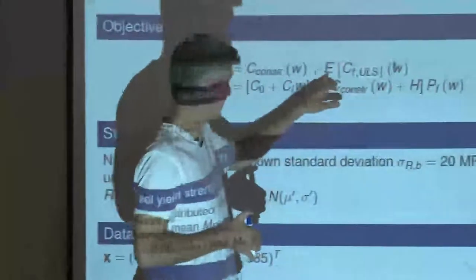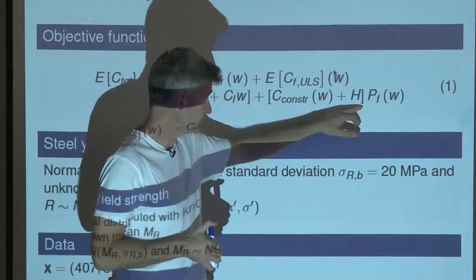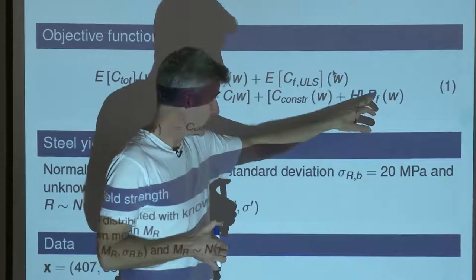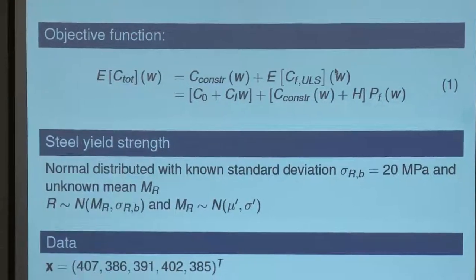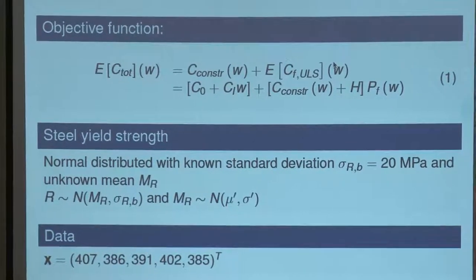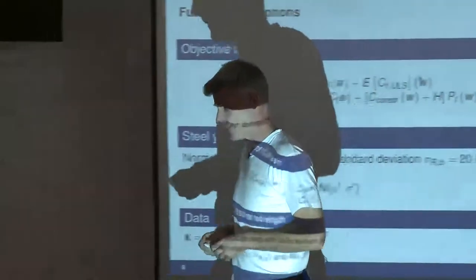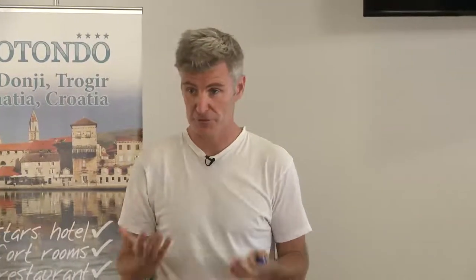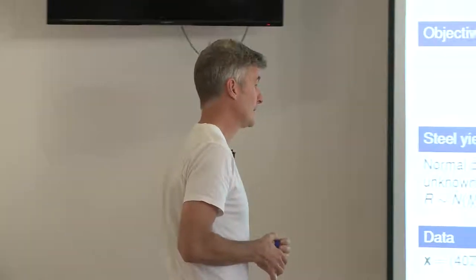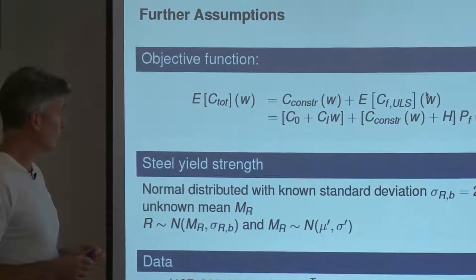And of course, we want to have the expectation, so we multiply the failure cost, the cost for given failure, by the probability of failure. And the probability of failure, as we see here, is of course a function of W. The bigger this W gets, the lower the probability of failure gets. Right? So we have this functional relationship between W and the probability of failure. And then of course, when you have this objective function, then we want to find the minimum.